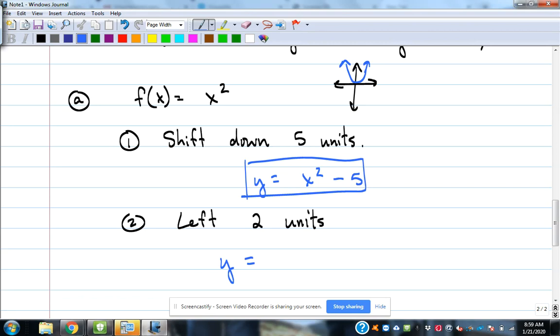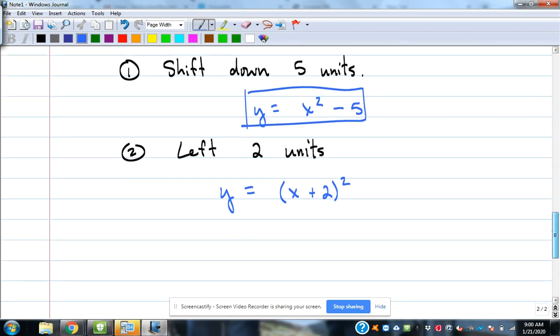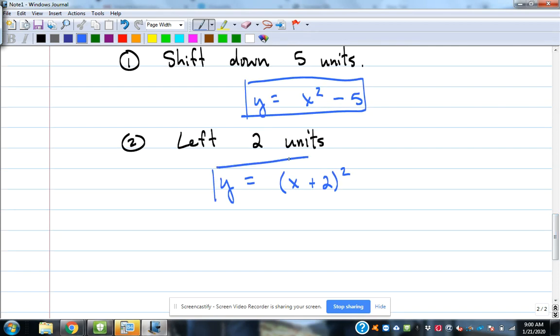How do we do left? Which one is it? Plus 2 on the inside. And then it's still squared because it's the quadratic. It's x squared, right? So on the inside means you do that to x. So x plus 2 is going to move us left 2 units. Okay. And that would be our new graph.